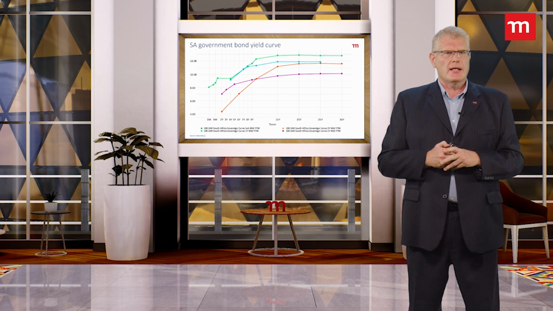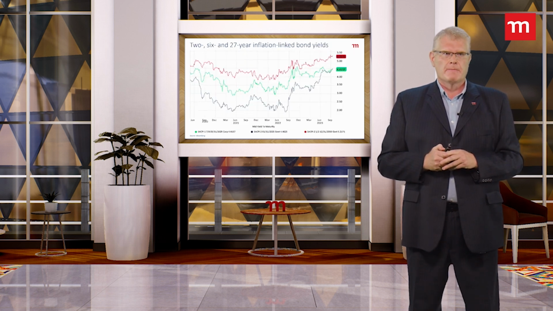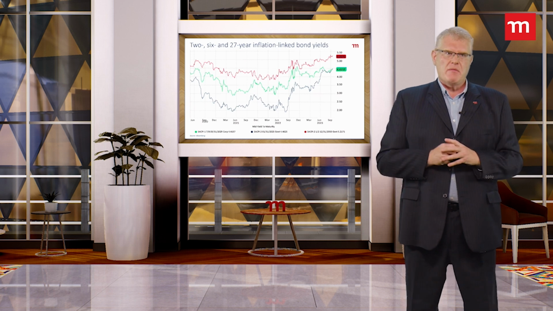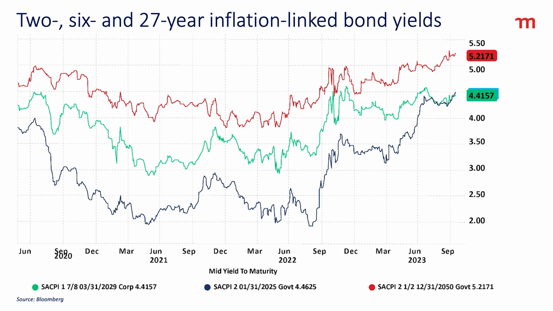Talking about real yields. Where are real yields in South Africa? Well, let's have a look. Inflation-linked bonds. Now remember, inflation-linked bonds are that protection instrument in fixed income. When inflation moves up, it protects you. What has happened? Well, those yields have also moved up.